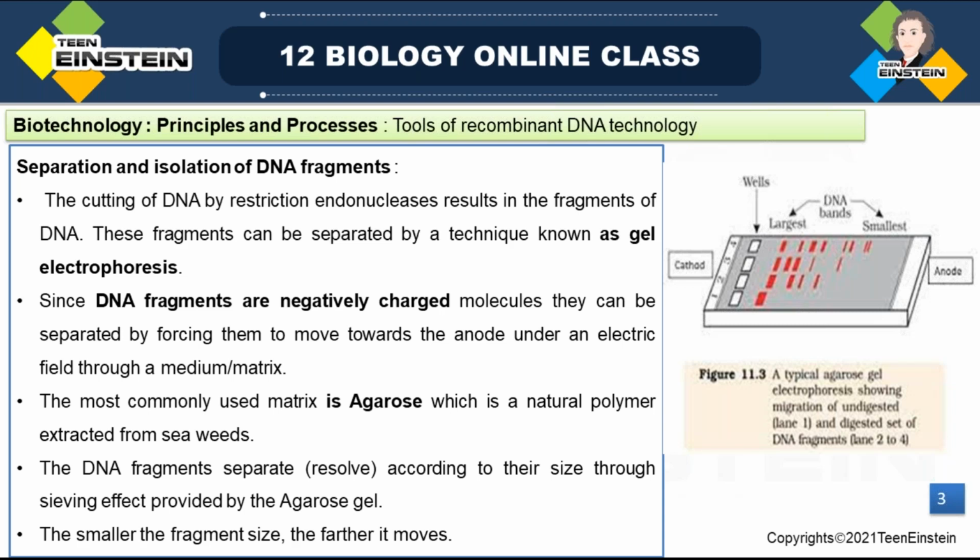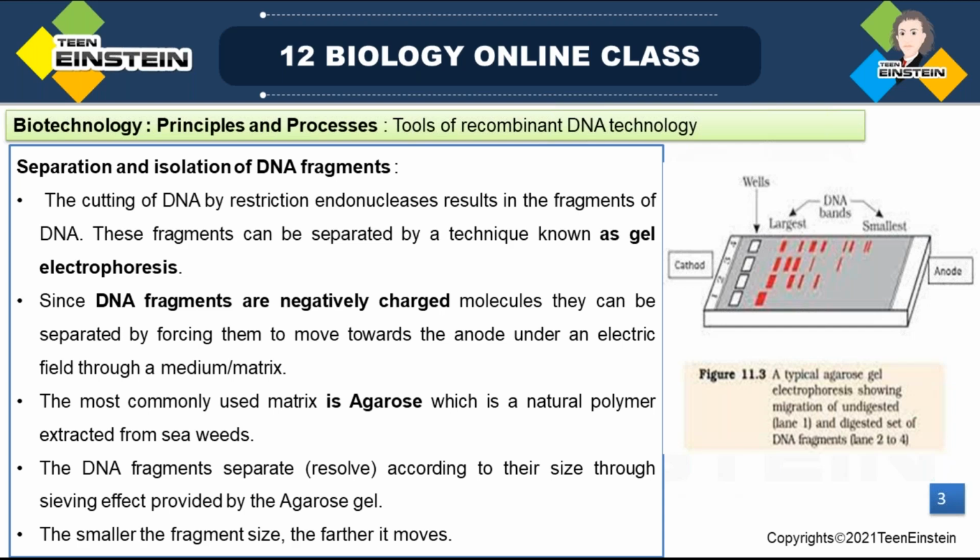So we have learned that opposite charges attract, right? A negative charge will move towards a positive charge, and same charges will repel. So here these DNA molecules are getting separated. How are we separating? By forcing them to move towards the opposite charge. DNA is negatively charged, so it will move towards the anode. Anode is having a positive charge. Under an electric field, the DNA, which is negatively charged, will move towards the positive charge.